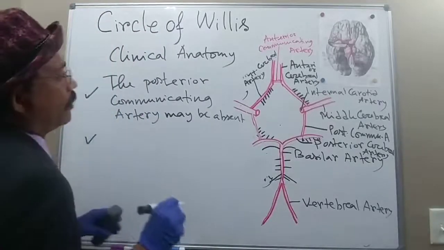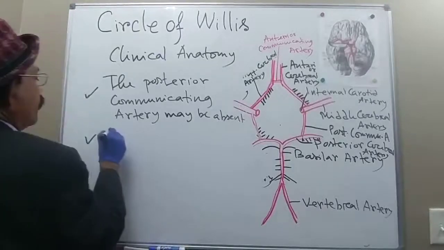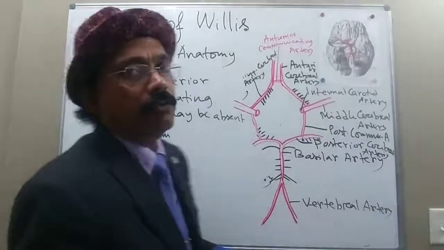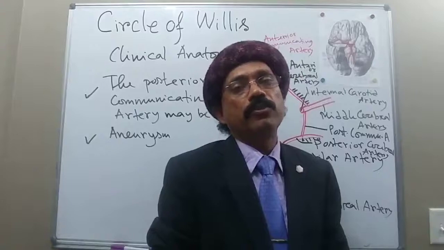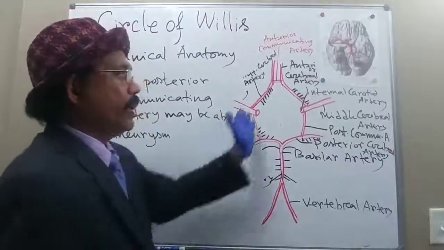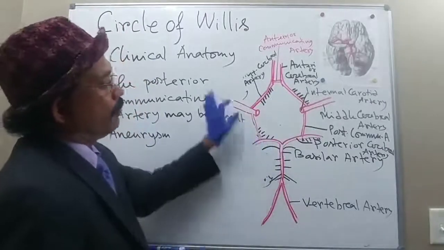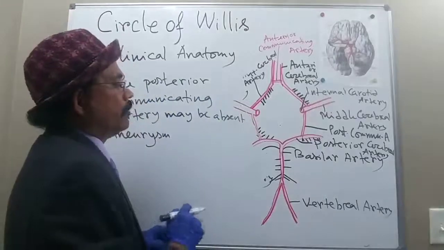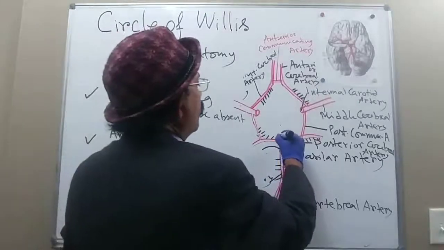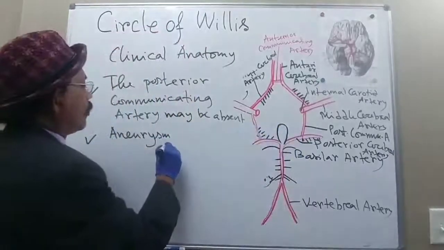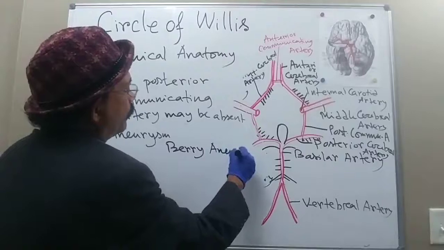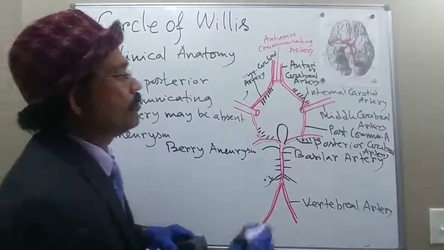We might have another problem that may happen, that is called aneurysm. What is aneurysm? Aneurysm is the abnormal dilatation of a blood vessel. It happens at junctions, but any part may have an aneurysm. Maybe also in the middle cerebral artery. Aneurysm at the bifurcation of the basilar artery, we call it berry aneurysm. It looks like a berry.